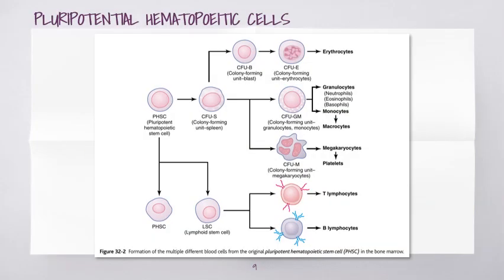So now we will be discussing the pluripotent hematopoietic cells. So these cells are actually stem cells. The blood cells begin their lives in the bone marrow from a single type of cell called the pluripotential hematopoietic stem cell, or the HSC or the PHSC, from which all of the cells in the circulating blood are eventually derived. Okay.